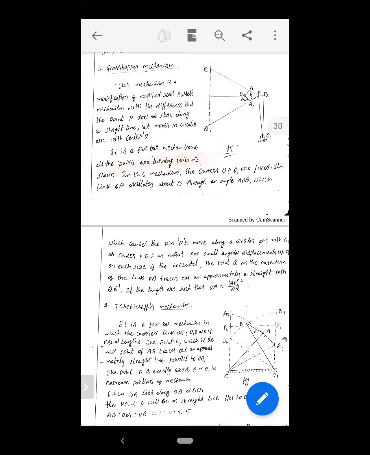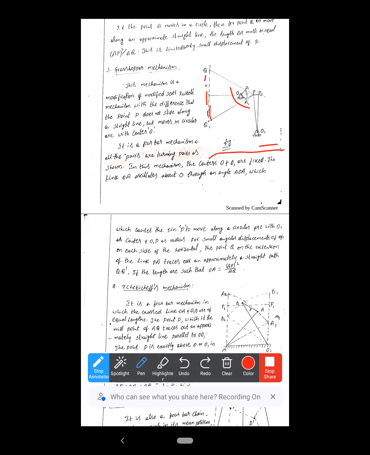So P achieves just a small displacement, to P1, and that motion is a circular type of motion, just a small arc. But the end of the Q point achieves the straight line motion. That function will happen here.